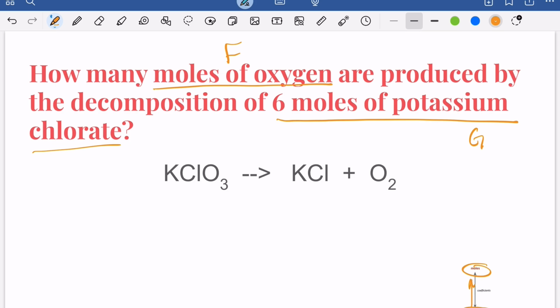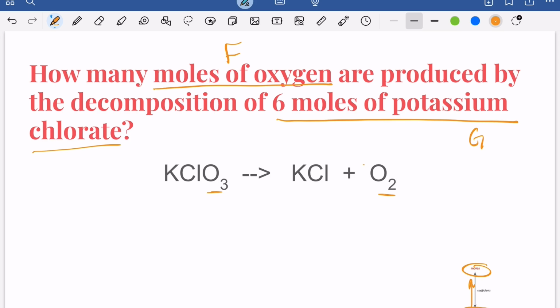Now, as I set this up, remember, you need to have coefficients in order to do your mole to mole ratio. So is this equation balanced? Well, we see right here I have 3 oxygens and 2 oxygens. So no, it's not balanced. Let's go ahead and do that. Again, I'm going to do it quickly for you. If you need review on balancing, go back and watch that video.